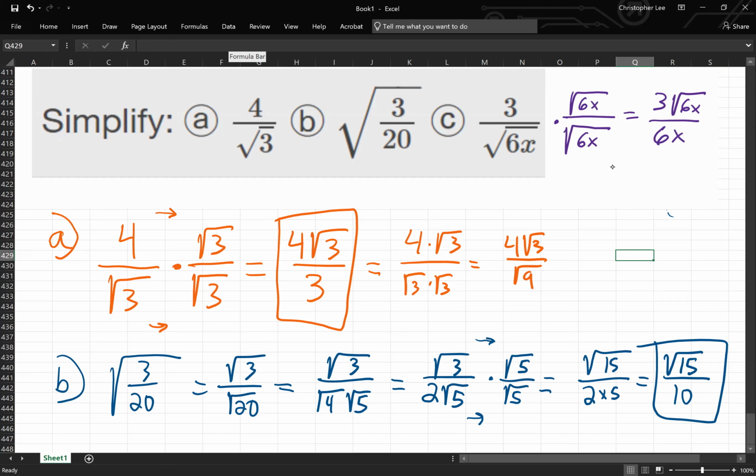But you know that you could reduce that 3 and that 6, right? So 3 goes into 3 once, 3 goes into 6 two times. So final answer is square root 6x over 2x. And that's it.